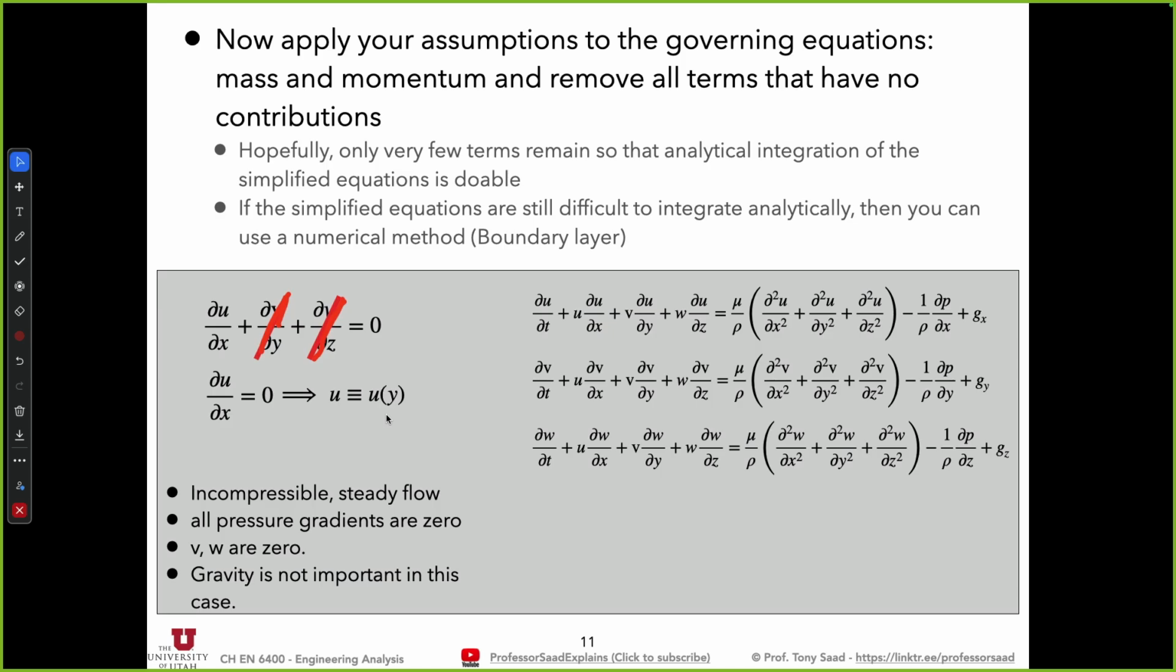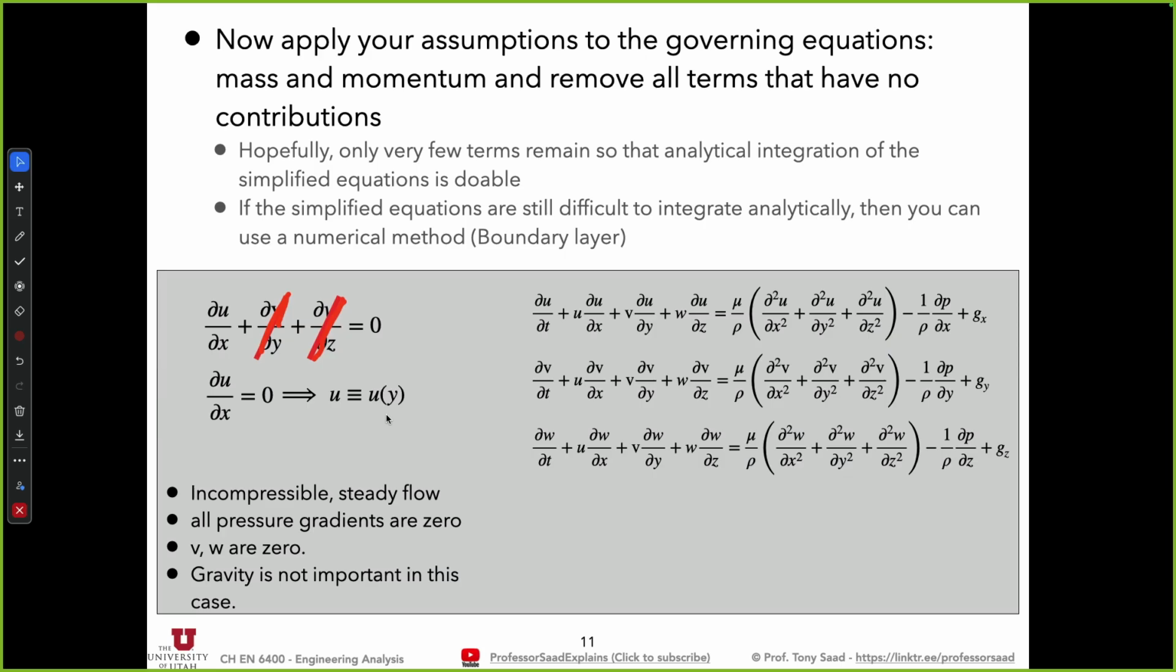Assume unit depth. There's nothing going on in Z. So then you can assume that U is only changing in Y. And that's the profile we sketched. Okay, now we still don't know whether it's linear or it has a curvature to it, but we know it's only changing in the Y position. So the axial velocity, the velocity in the X direction, is changing in the Y direction.